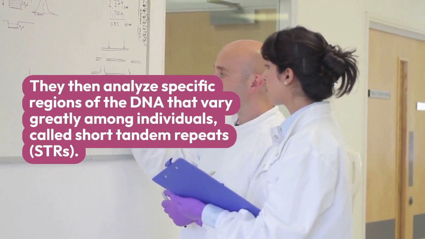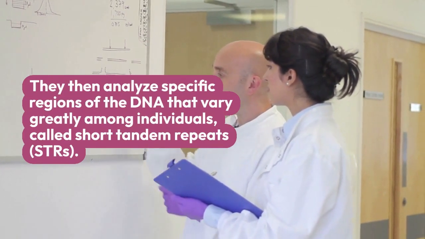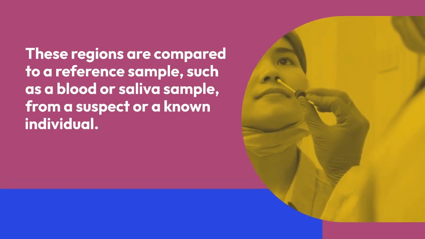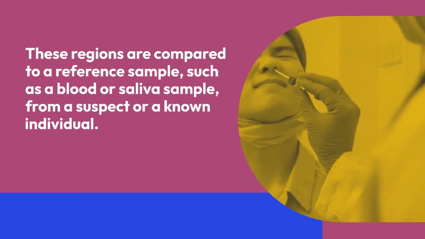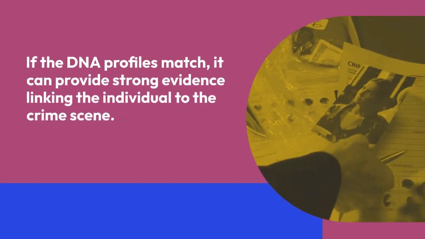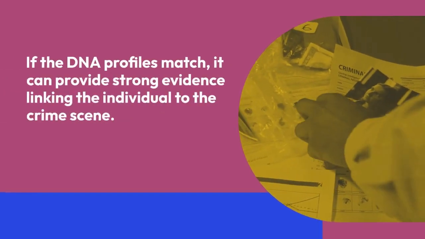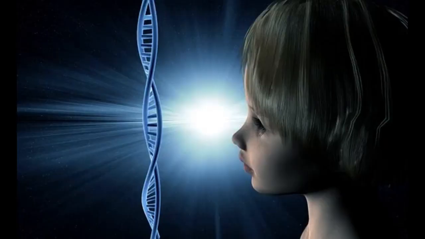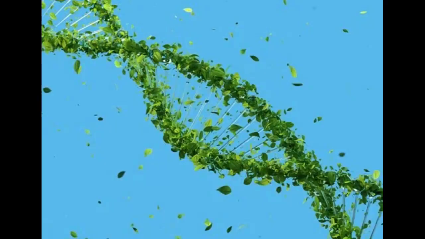Forensic scientists use a technique called polymerase chain reaction, PCR, to amplify small amounts of DNA found at a crime scene. They then analyze specific regions of the DNA that vary greatly among individuals, called short tandem repeats, STRs. These regions are compared to a reference sample, such as a blood or saliva sample, from a suspect or a known individual. If the DNA profiles match, it can provide strong evidence linking the individual to the crime scene.